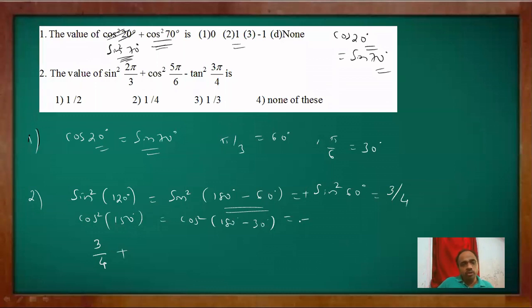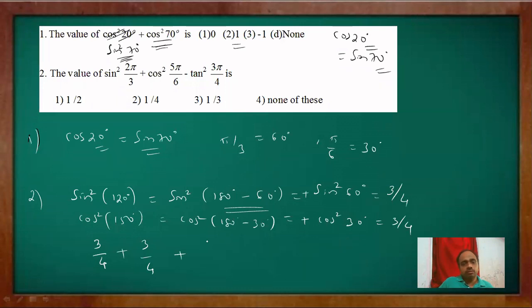But even though it is negative, it will not come negative. Why, tell me? Because it is a square. When there is a square, it becomes plus. Plus cos square 30. And what is the value of cos 30? Root 3 by 2. Squaring it, again 3 by 4. This is also 3 by 4. Correct? Plus.